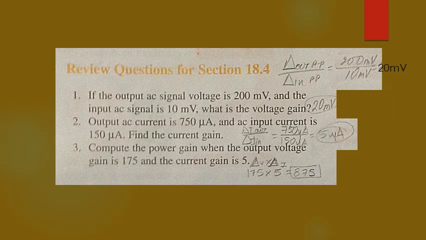Question 3. Compute the power gain when the output voltage gain is 175 and the current gain is 5. So we use the formula, delta V or voltage gain times delta I or current gain. In this case, 175 times 5 or 875.